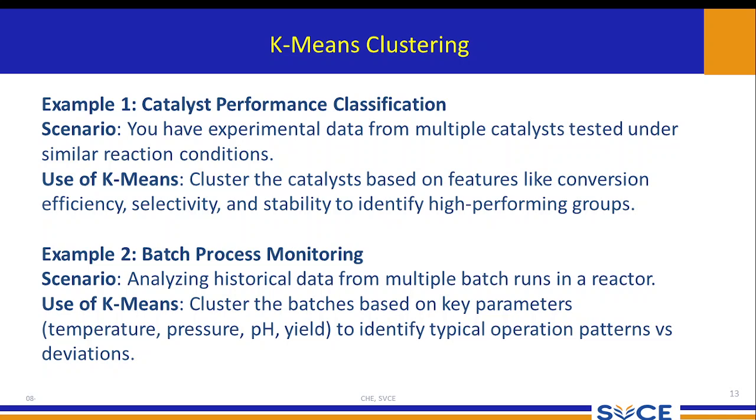The next example is batch process monitoring. The scenario: analyzing historical data from multiple batch runs in a reactor. You try to identify the data obtained from the different batches of the reactor and analyze it. Use k-means clustering to cluster the batches based on key parameters, that is temperature, pressure, pH, and yield, to identify typical operation patterns versus deviations. You do multiple runs and then observe the data. This is also a very good example of k-means clustering.